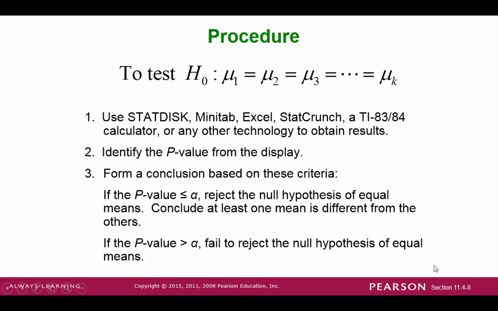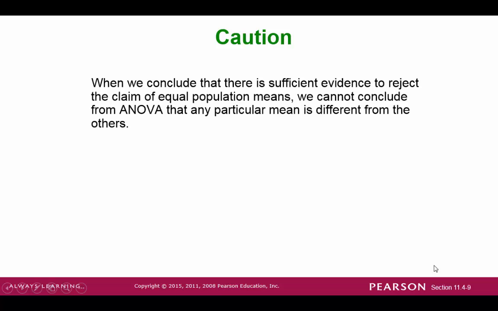So the procedure is going to be the same setup for our null and alternative hypothesis. The null hypothesis will assume that all of the means are equal to each other. Okay, so that's the general setup. We will use StatDisk, or we'll use a TI-83 calculator, or we'll focus on that in our class. And then we're going to look at the p-value, and then we're going to reject the null hypothesis or fail to reject it. When we reject the null hypothesis, we're saying that we are rejecting the hypothesis that all the means are equal to each other.